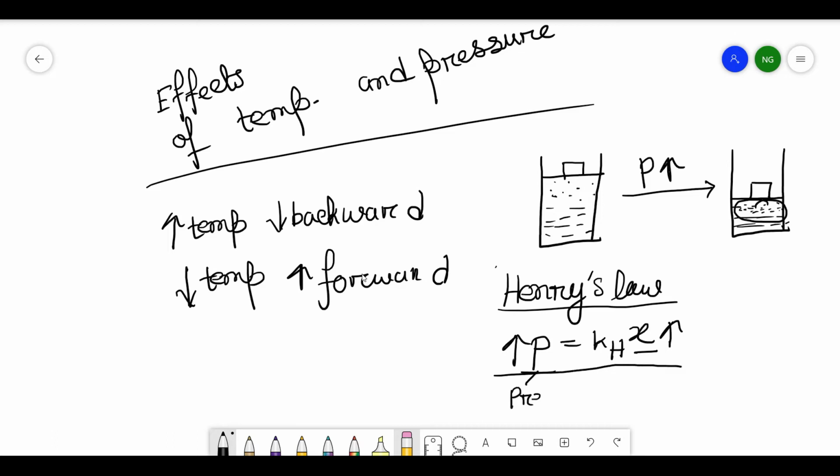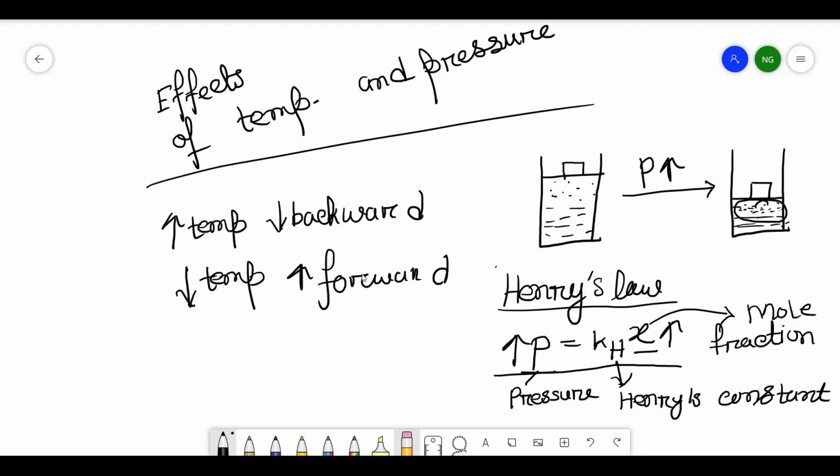Here P is pressure, KH is Henry's constant, and X is the mole fraction of solution. So from this law we can conclude, as the pressure increases, the mole fraction will also increase because they are directly proportional, and as the pressure decreases, the mole fraction will decrease. So this is the effect of pressure and temperature.